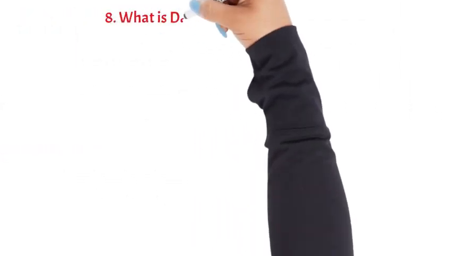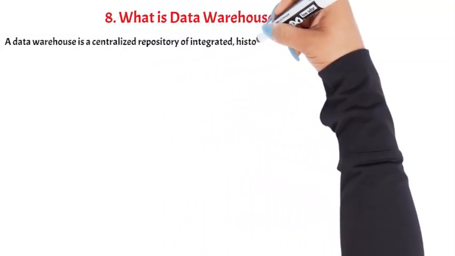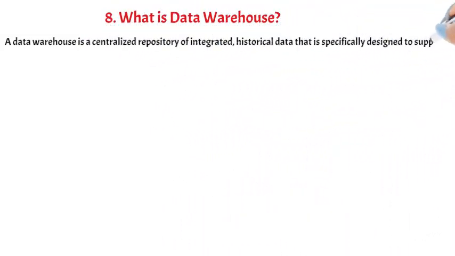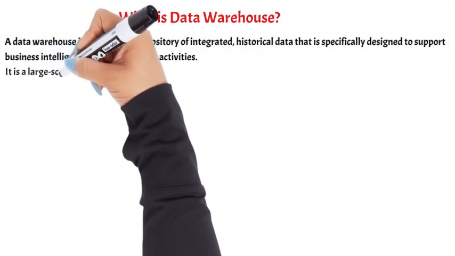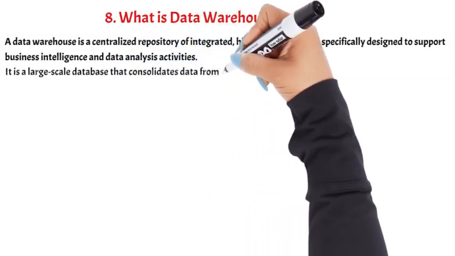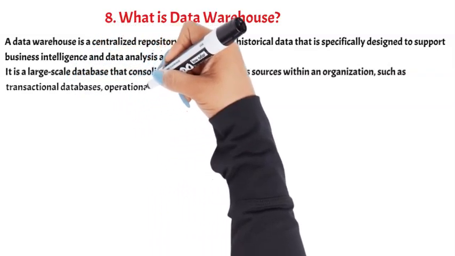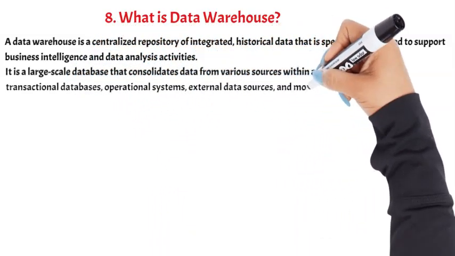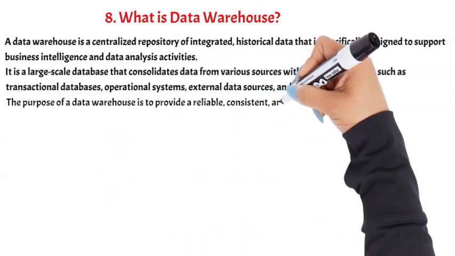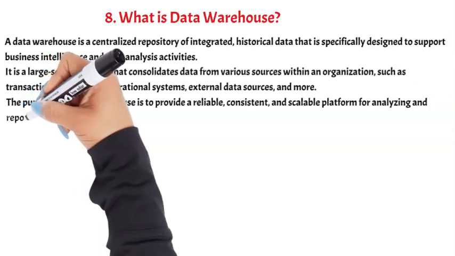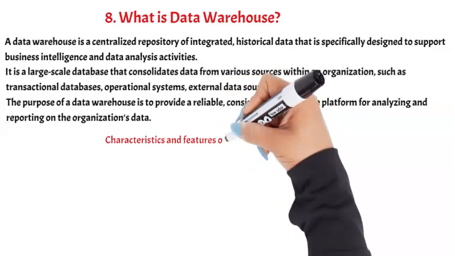8. What is a data warehouse? A data warehouse is a centralized repository of integrated, historical data that is specifically designed to support business intelligence and data analysis activities. It is a large-scale database that consolidates data from various sources within an organization, such as transactional databases, operational systems, external data sources, and more. The purpose of a data warehouse is to provide a reliable, consistent, and scalable platform for analyzing and reporting on the organization's data. Characteristics and features of a data warehouse.